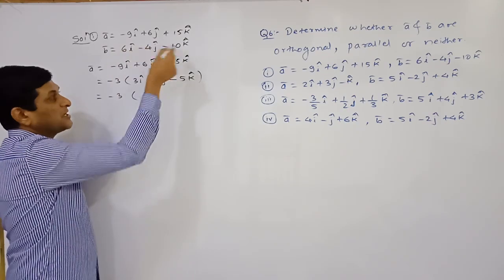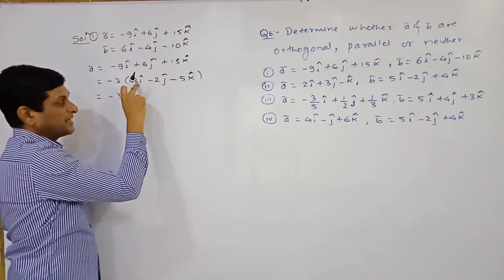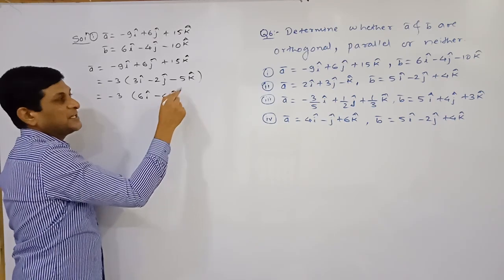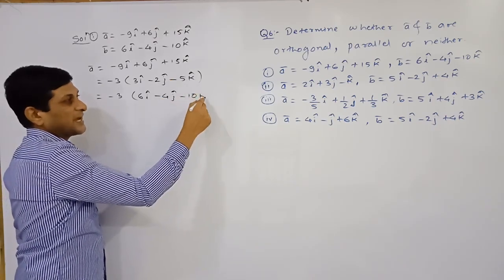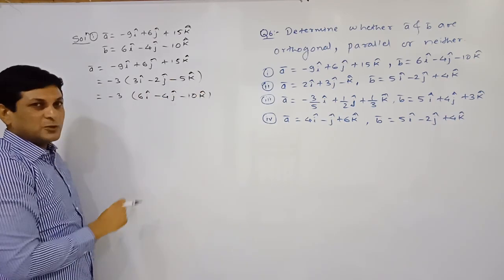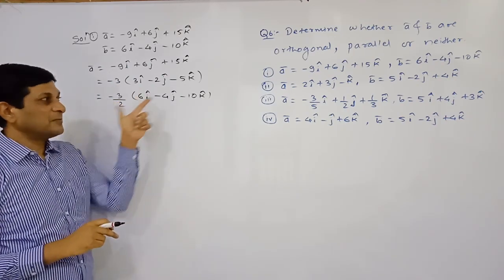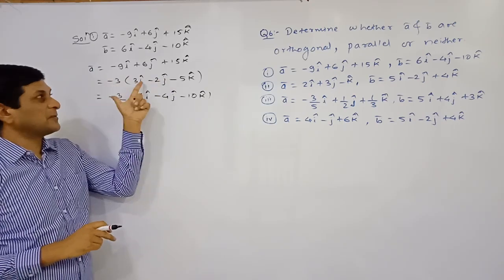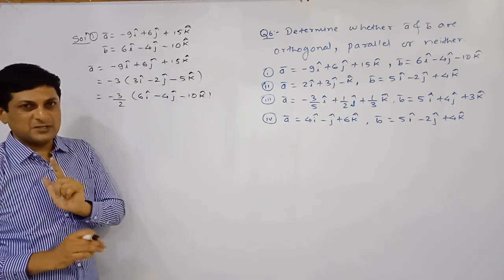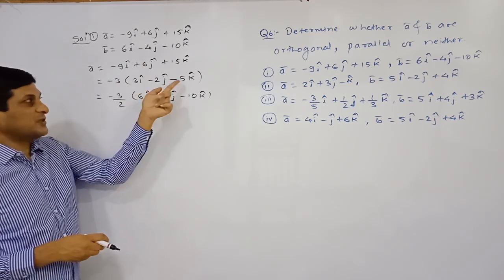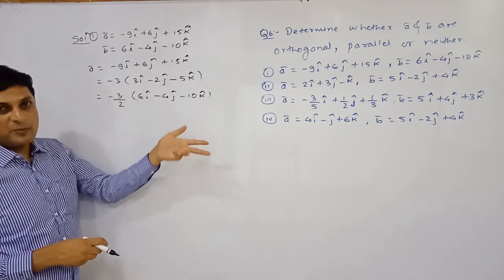If I'm multiplying by 2, what will we get here? 6i cap minus 4j cap, and here what will we get? Minus 10k cap. And since we are multiplying by 2, that's why we are dividing by 2 here. Getting it? If we are dividing by 2, we will get this term. Again, we are multiplying by minus 3, we will get this expression. We are just trying to get B bar here. So first we have taken minus 3 common, then we have multiplied by 2.